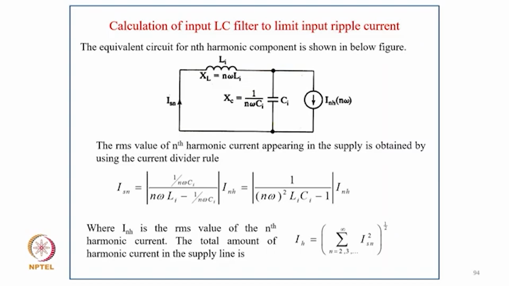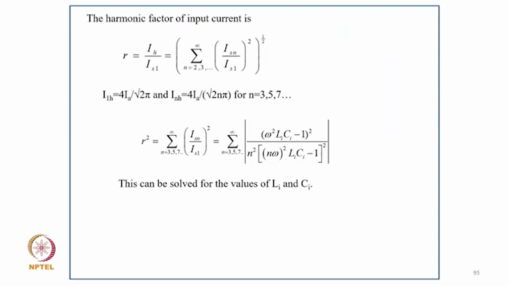The total amount of the harmonics contained in the supply line is IH equal to the sum over n equals 2 to infinity of ISn squared, to the power half, and the harmonic factor R equals IH upon IS1. So in bracket, if we put n equal to infinity, ISn upon IS1 squared to the power half, and I1 equals 4I upon root 2 π, and Inh equals 4I upon root 2 nπ for n equal to 3, 5, 7, all odd harmonics.